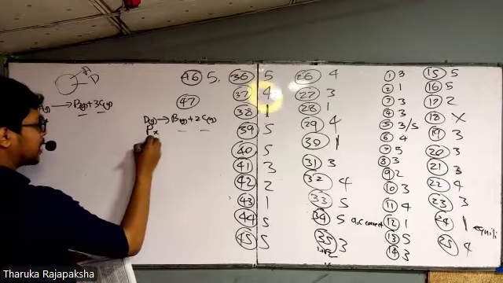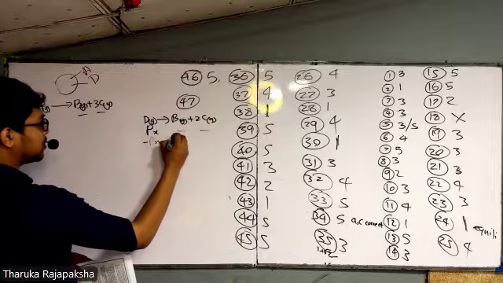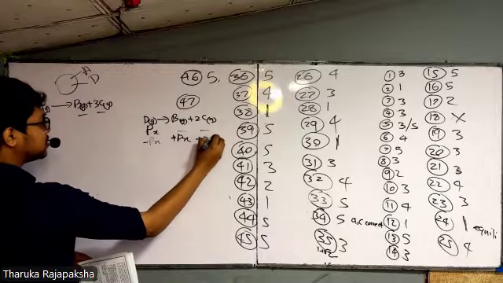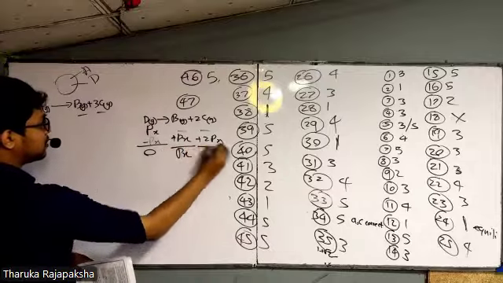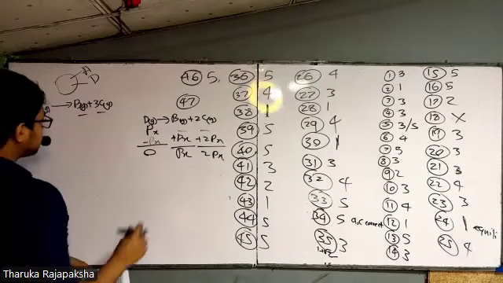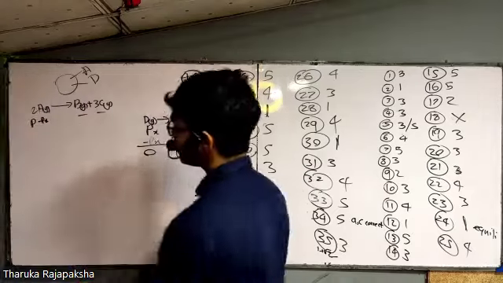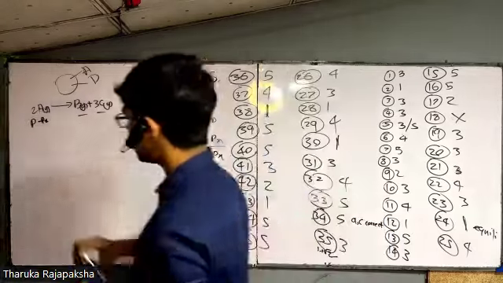Look, everything will react. Minus Px, then plus Px, and plus 2Px. So nothing, D won't remain. Then this is Px, this is 2Px. Then for this one, P minus Px.